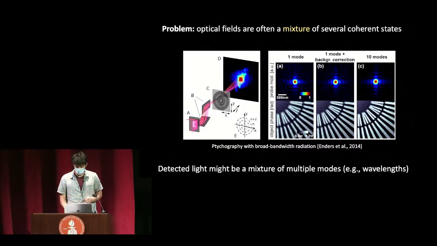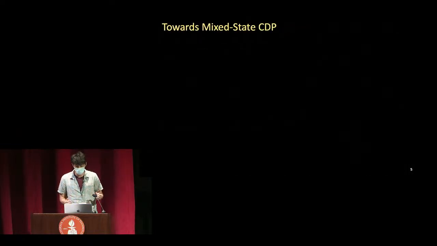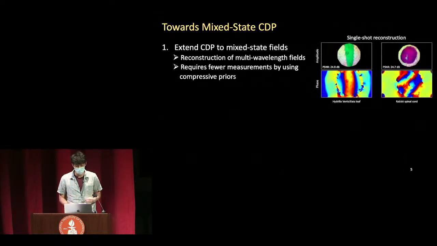For example, it's well known that broad bandwidth X-ray beams can affect reconstruction quality in coherent diffraction imaging. Mixed-state algorithms have been proposed to computationally account for non-ideal sources by modeling the radiation as an incoherent combination of multiple wavelengths, or in other words, as a mixture of several coherent states. In this work, we aim to extend coded diffraction pattern imaging to handle mixed-state fields. In particular, we demonstrate multi-wavelength reconstruction with our framework.